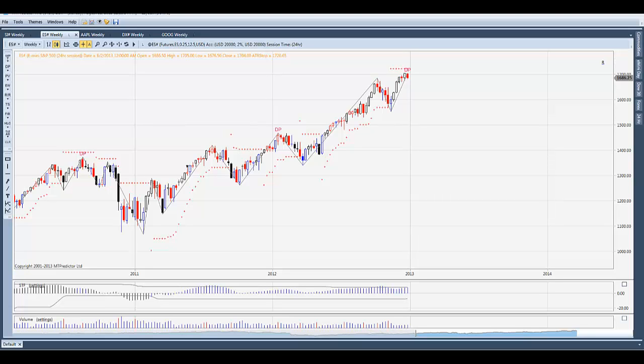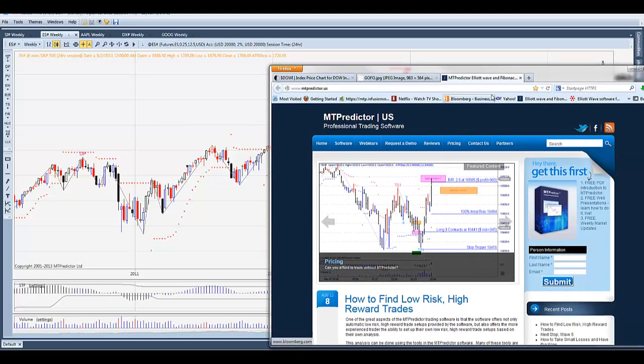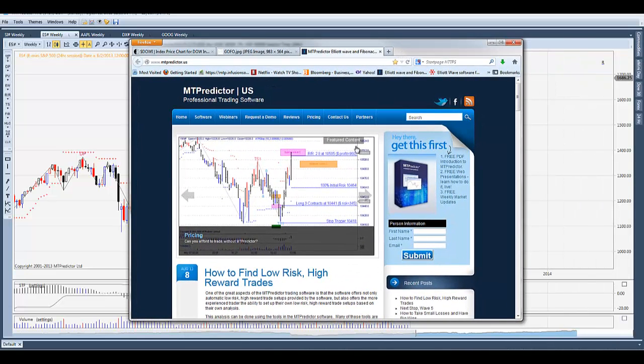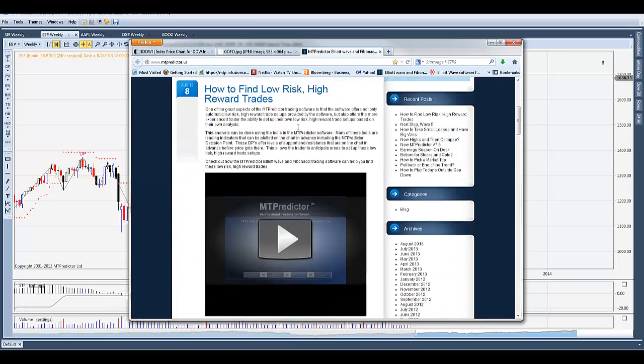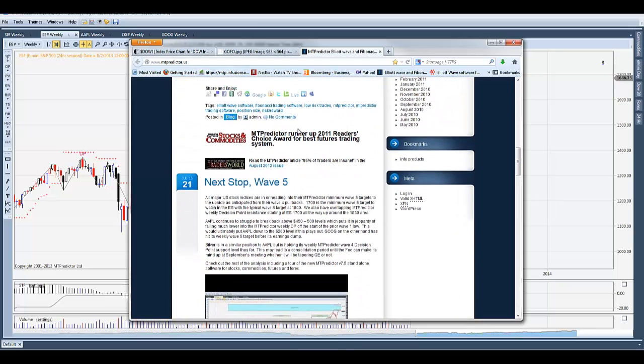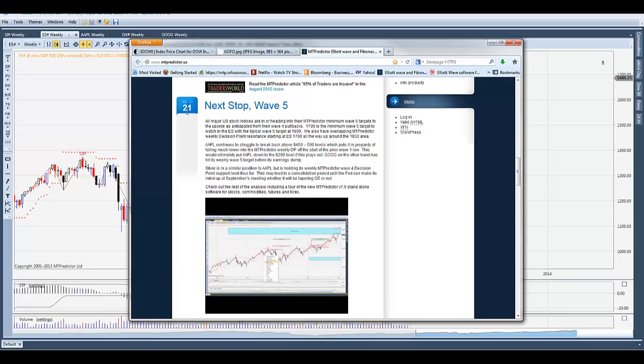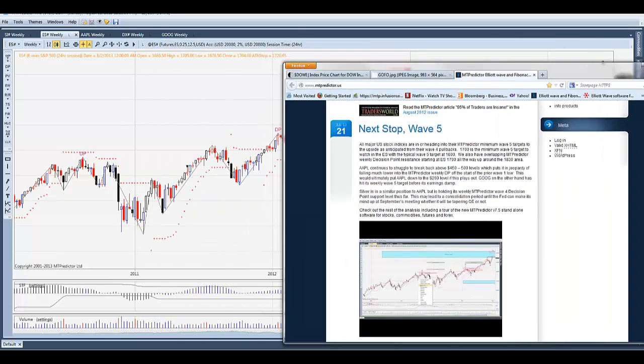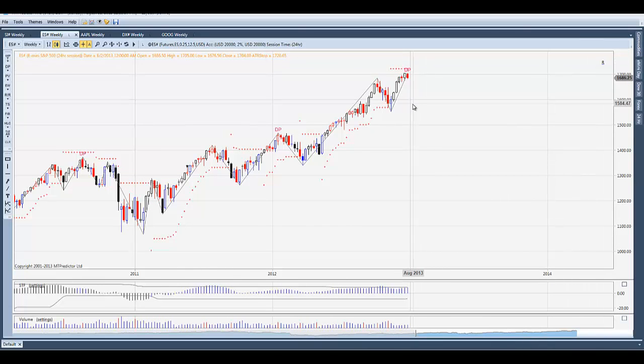So it's been a while since I took a few weeks off there. Much needed rest. Here's MTPredictor.us, and I'm just going to show you the last post from the weekly market update was July 21st here, and it's a next stop wave 5. And so if we look at where we are now, here's the chart of the S&P.